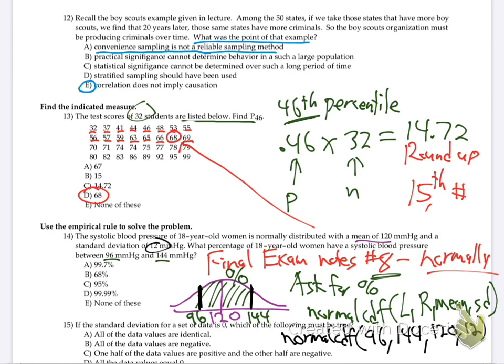Hit the buttons on your calculator. What do you get? 0.95. So there it is. 95%. We good there?